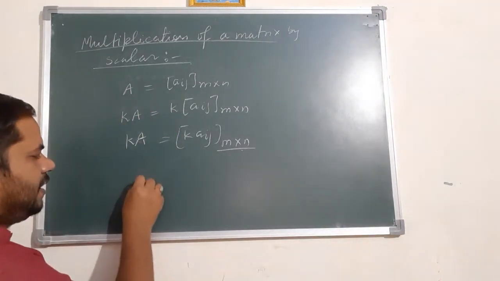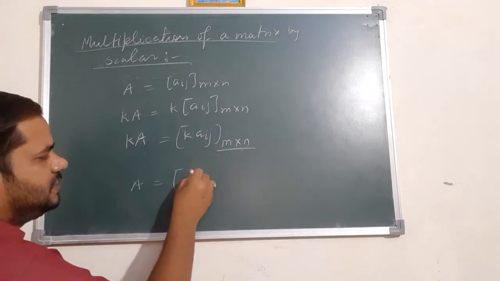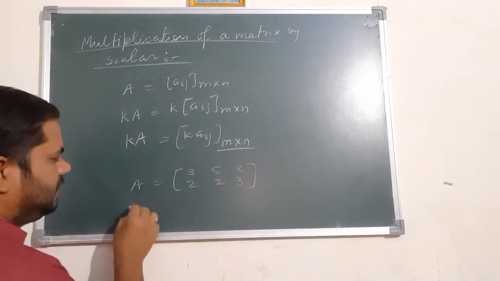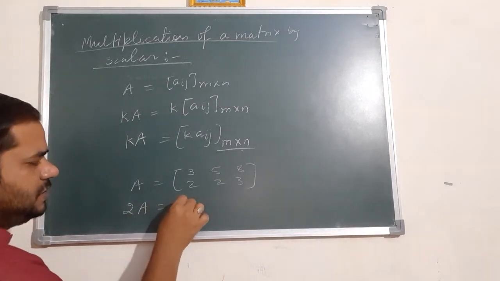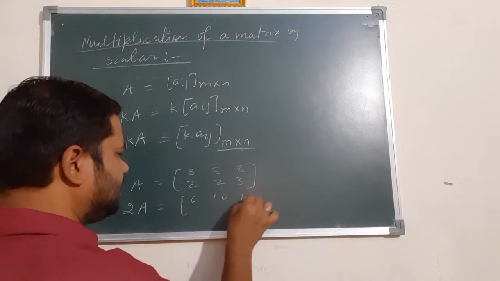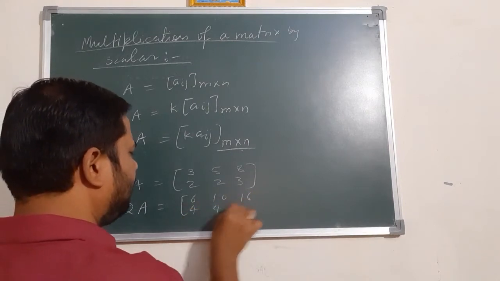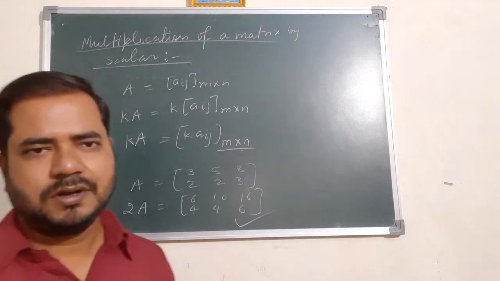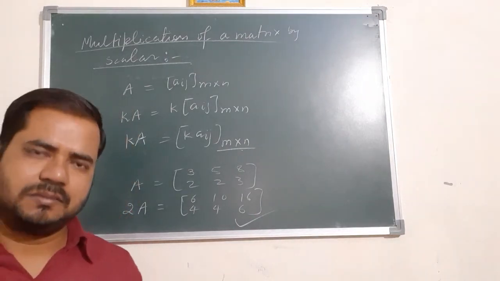Suppose A is the matrix 3, 5, 8, 2, 2, 3. Then 2 times A means 2 is multiplied into each of the elements: 6, 10, 16, 4, 4, 6. So this is the multiplication. Why is it a scalar?